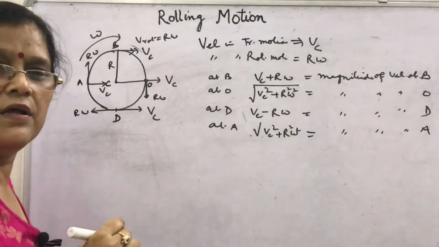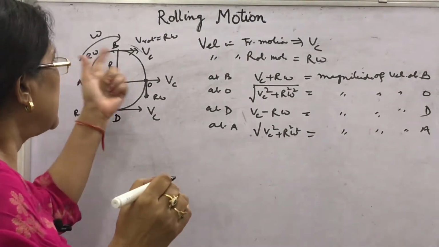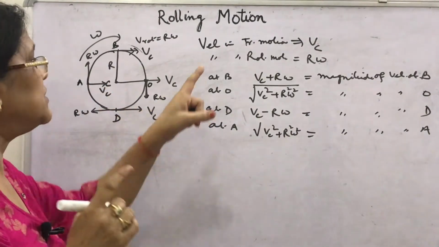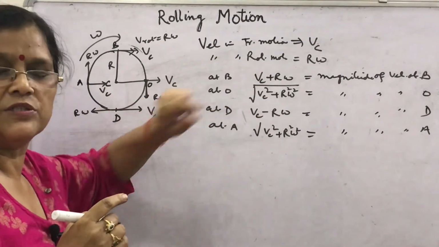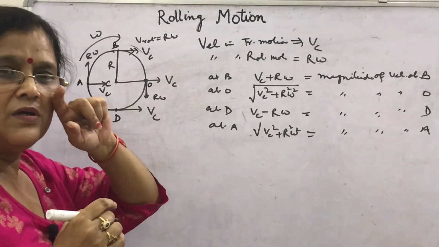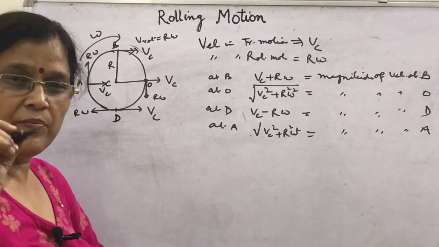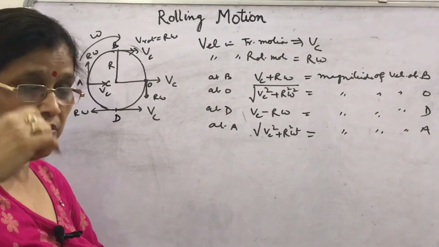Clear? I mean to say that at any point, the velocity is the vector sum of both the velocities in translational motion and rotational motion. Look how to find the velocity of a particular point in rolling motion.